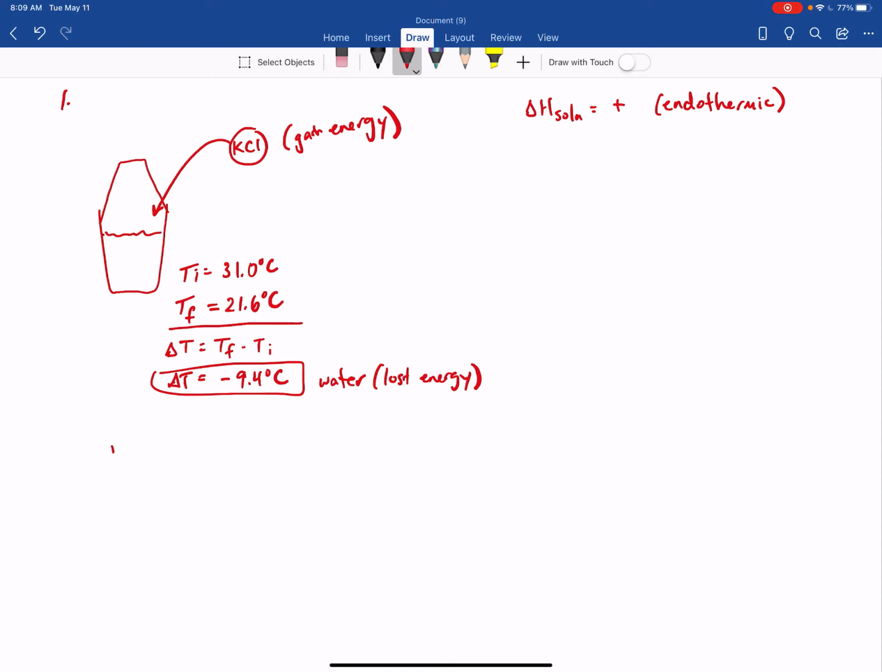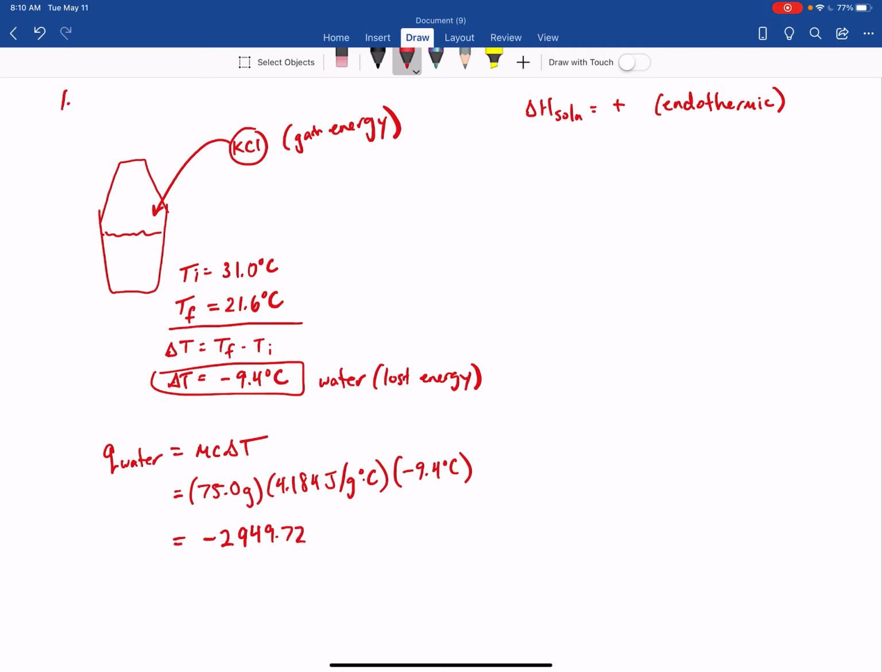So we can start off like this. The heat of the water, which describes its thermal energy gain or loss, is equal to mc delta T. We're told in the question there are 75 grams of water. Specific heat capacity is 4.184 joules per gram degrees Celsius, and we found the temperature change as negative 9.4 degrees Celsius. Look at the negative signs as we punch that in, and it tells us that the water has lost 2,949.72 joules. Pay attention to the units there.